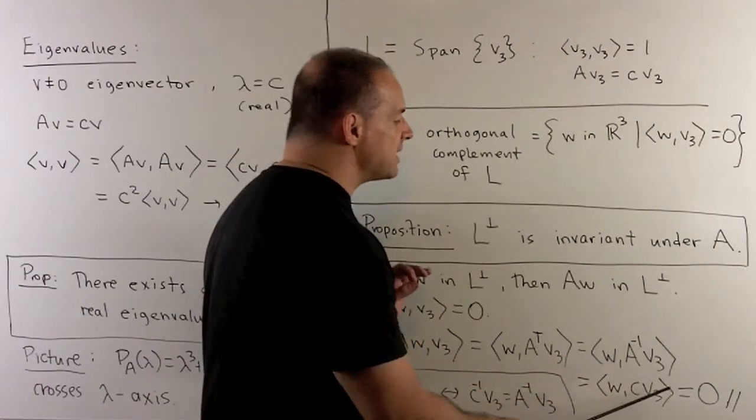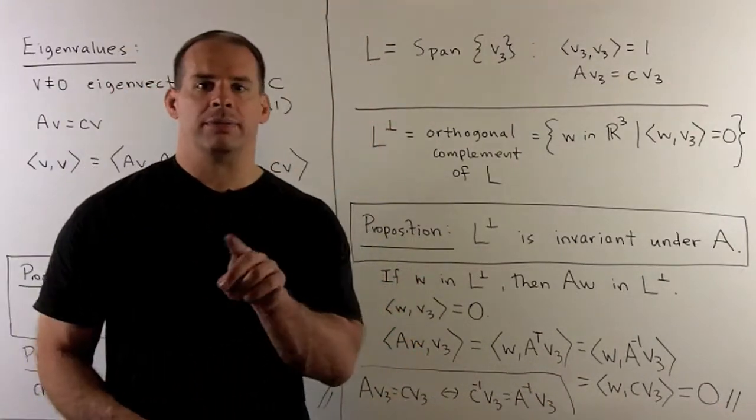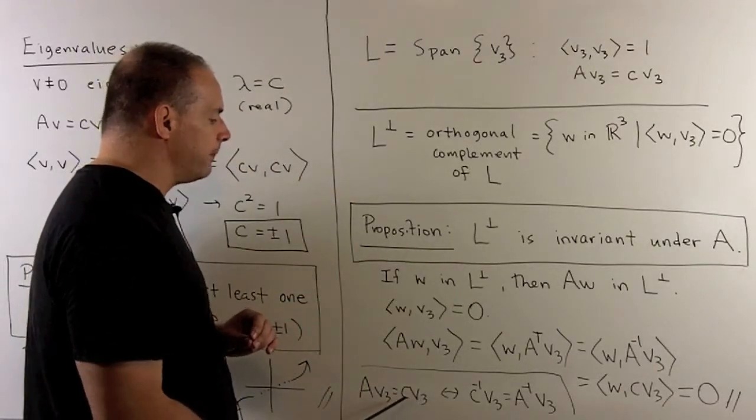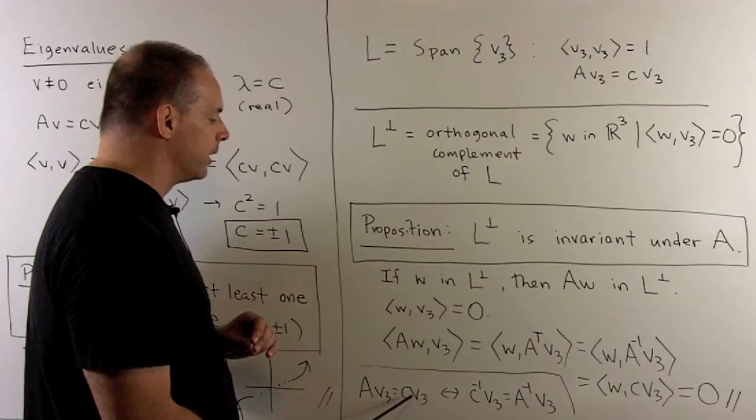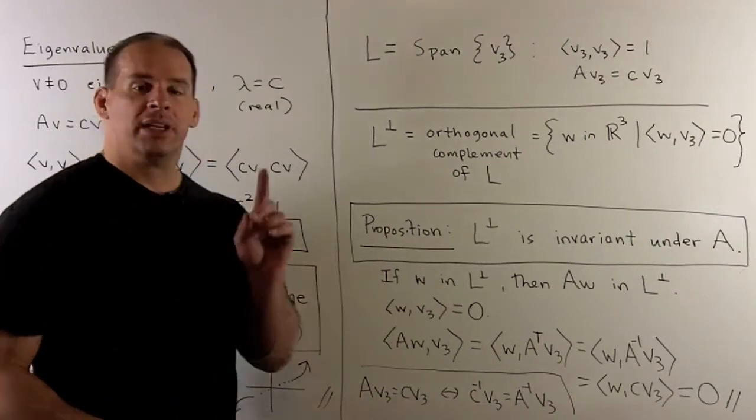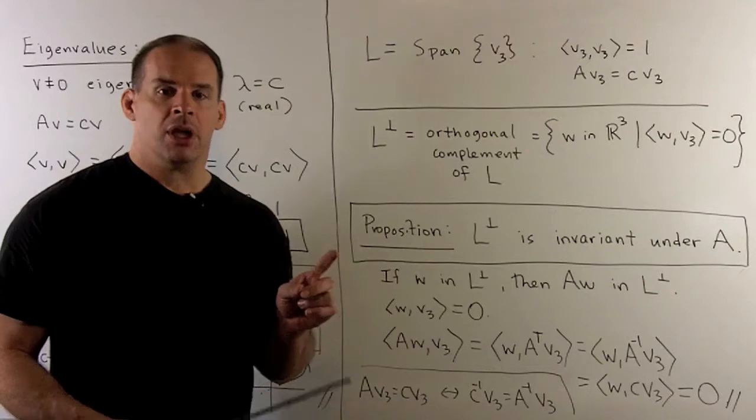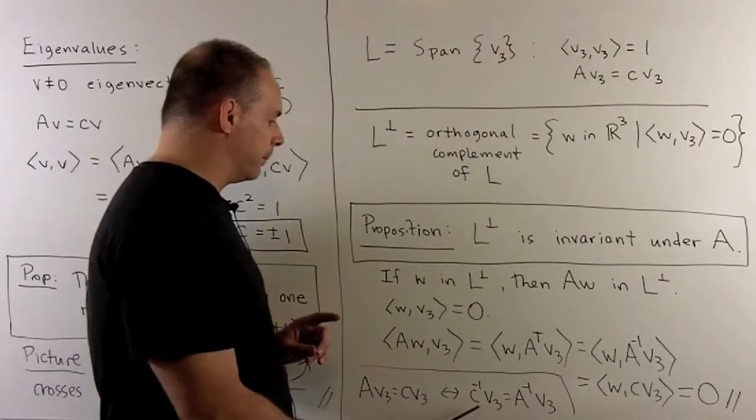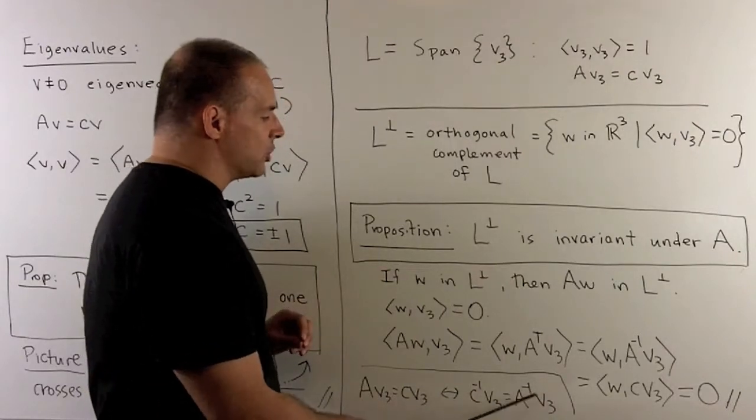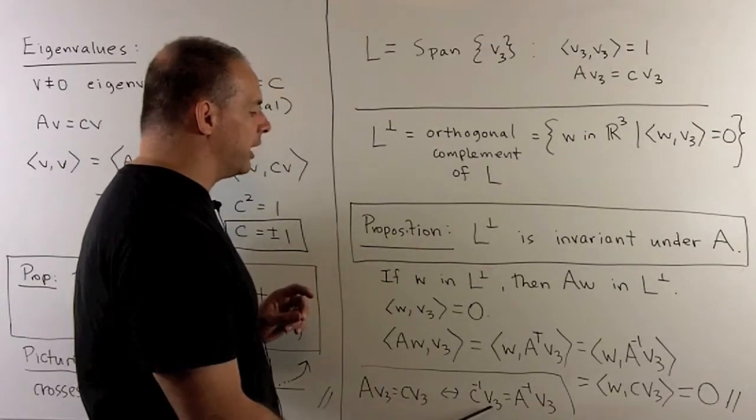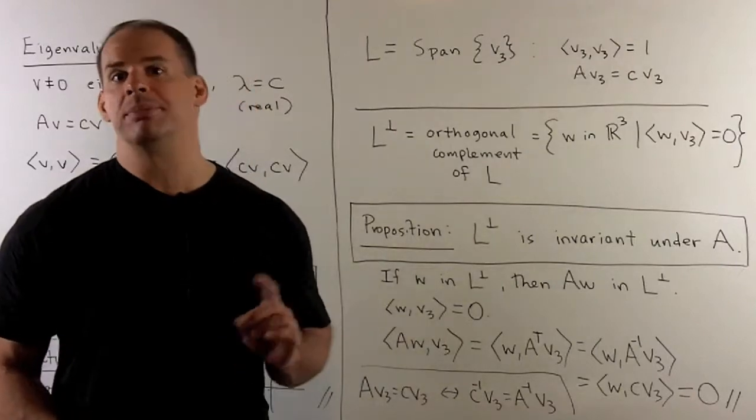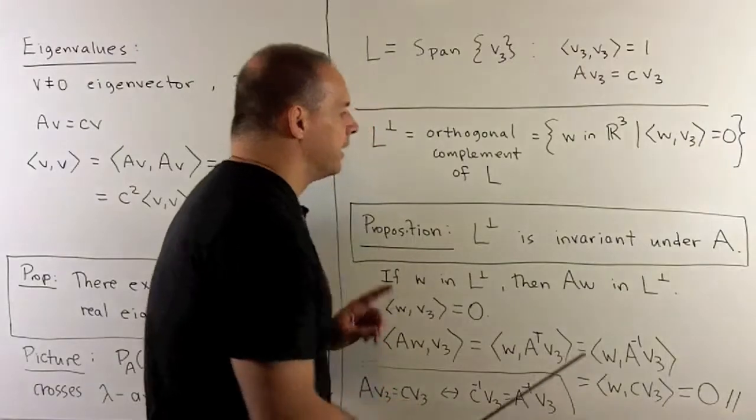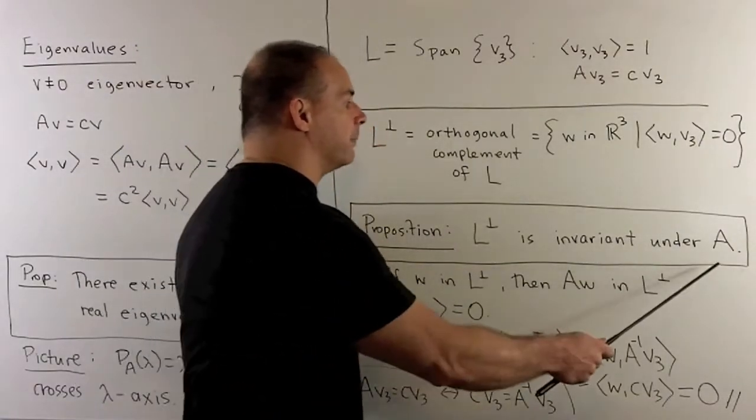Now, to see this last step, this is just a little bit of manipulation. If I have AV3 equal to CV3, where C is equal to plus or minus 1, we'll multiply both sides by C inverse, A inverse. So it's just going to switch the C and the A and put an inverse on each item. So that means A inverse V3 equals C inverse V3, but since C is equal to plus or minus 1, C inverse is equal to C. So that's what I need for this step, and that gives me that L perp is invariant.